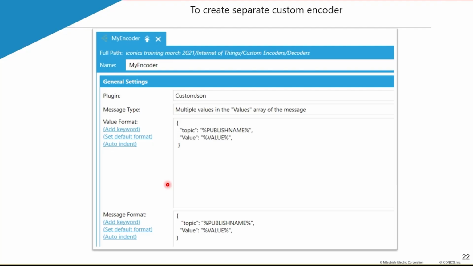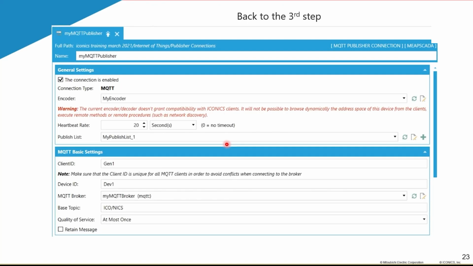So let's say I choose to create a separate custom encoder. I will go to my encoder, create a name, and then use the custom JSON as a plugin. For the message type, I remember there are about four types you can choose, such as multiple values in the values array of the message, or one value per message. So you can set up the topics and the values. In fact, you can put in the quality and the timestamp within this as well. That's where you put the syntax of what you want to publish, and that is the JSON format.